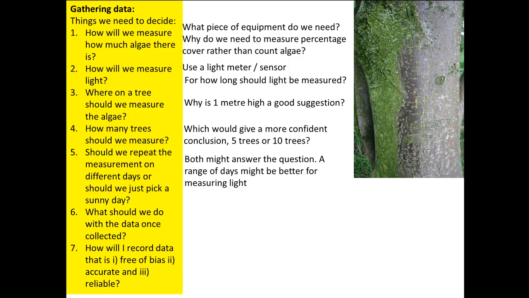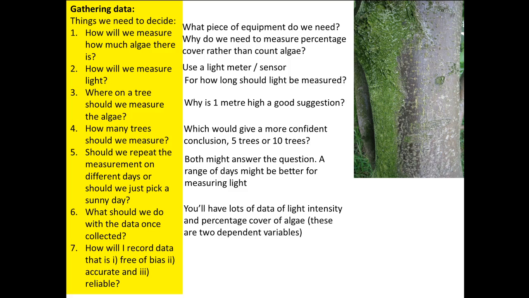What should we do with the data once collected? So you'll have lots of data of light intensity. You've measured that, and percentage cover. You've measured that. So these are 2 dependent variables. And if there's 2 dependent variables, we draw a scatter graph.